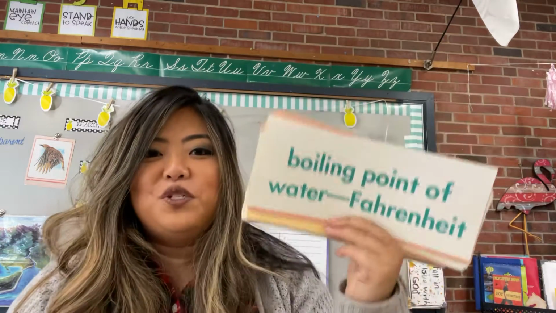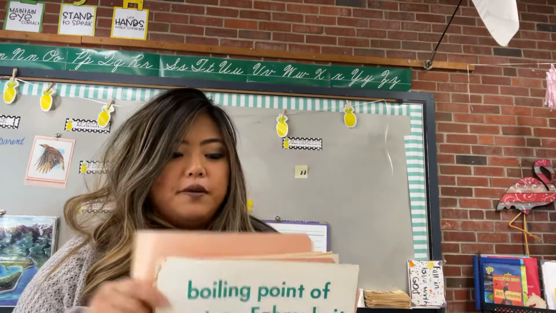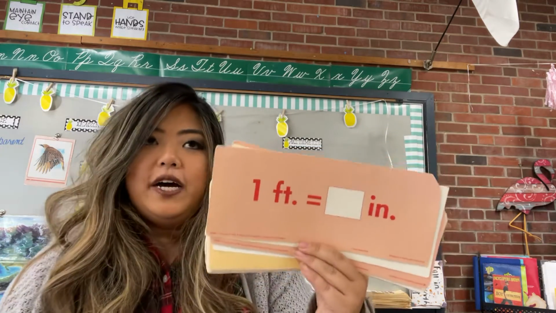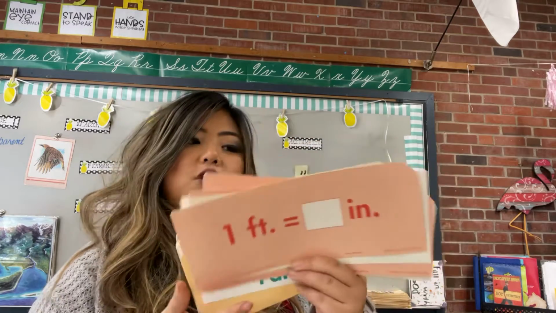Boiling point of water, also important for our science class. This is 212 degrees Fahrenheit. 1 foot. So some of you keep missing these. Don't forget, think about your ruler. 1 foot, 12 inches.